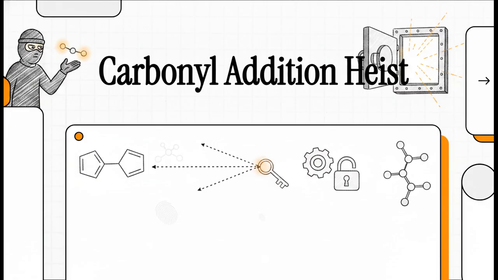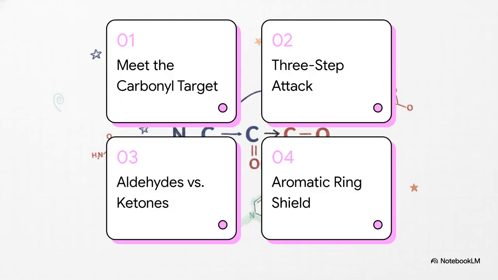By understanding the precise vulnerabilities of our target and the exact sequence of the breach, you'll be able to predict the outcome of countless reactions without any brute force memorization. Let's get right into it. Here's our blueprint for today. First, we'll meet the carbonyl target. Then we'll break down the three-step attack mechanism. After that, we'll compare the reactivity of aldehydes versus ketones, and finally, we'll check out the aromatic ring shield.